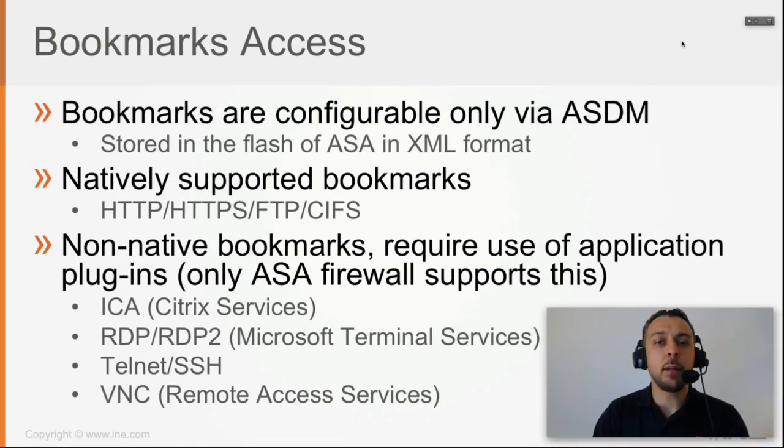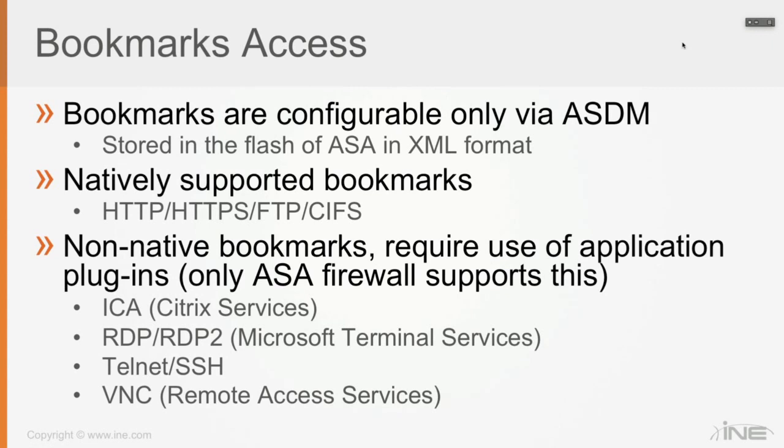So what this means is that I can publish in the portal of the ASA a Telnet connection to a protected resource, or an SSH connection, or a remote desktop session to a protected resource, and then the user is going to be able to click in the portal, and when the user clicks, a Java application is going to open up on the client side, and it's going to be able to connect via RDP or Telnet or SSH to those protected resources. But of course, as I said, this requires that you install on the ASA those application plugins, and only those plugins are supported by the ASA firewall.